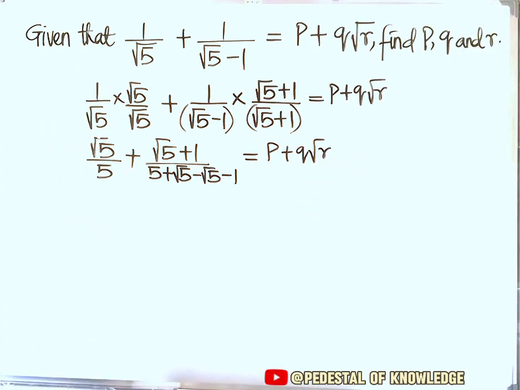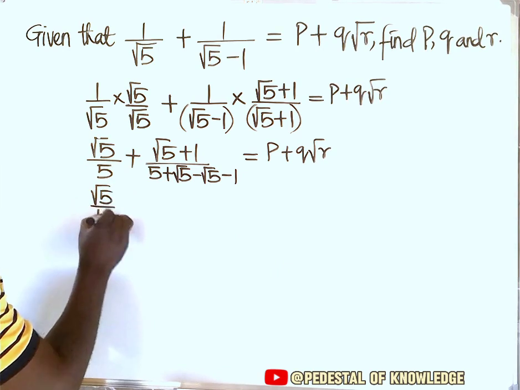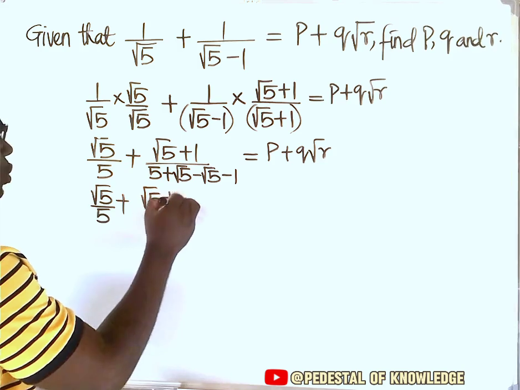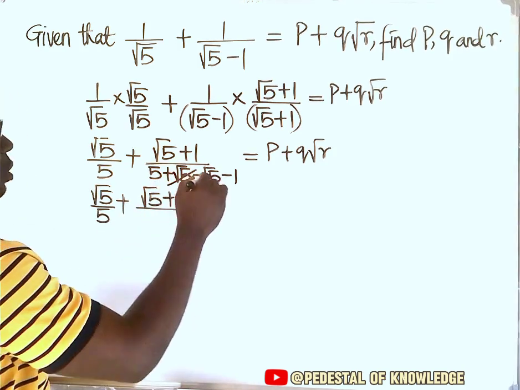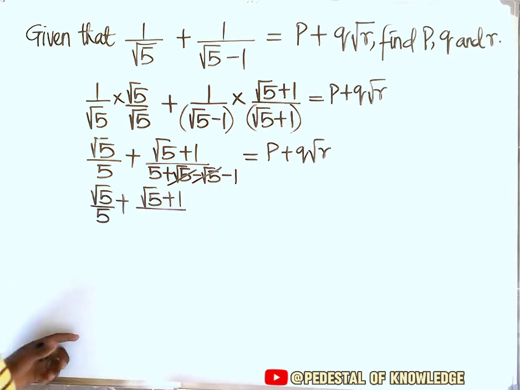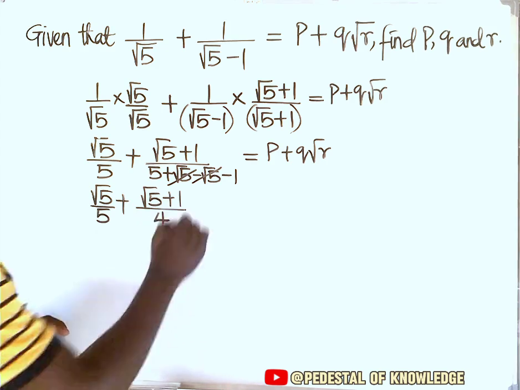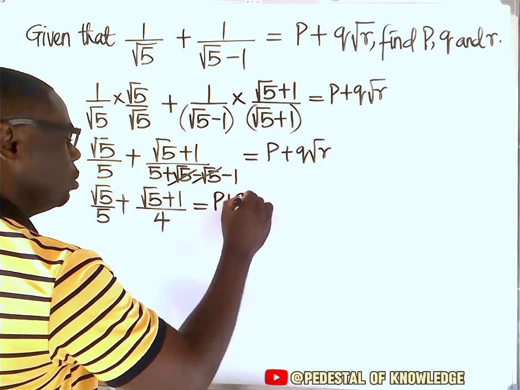Okay, so now we're going to have root 5 over 5 plus root 5 plus 1 over, now root 5 minus root 5 is equal to 0. So they will cancel each other. Now 5 minus 1 is equal to 4. So now this is equal to P plus Q root R.